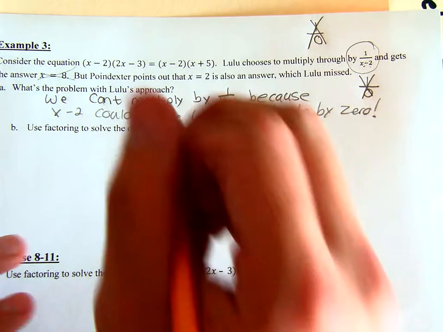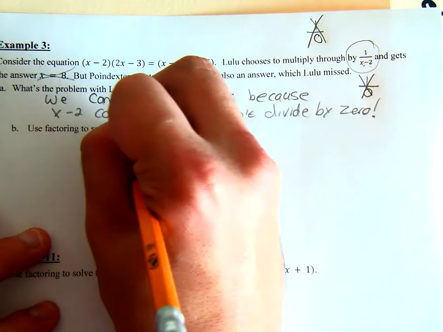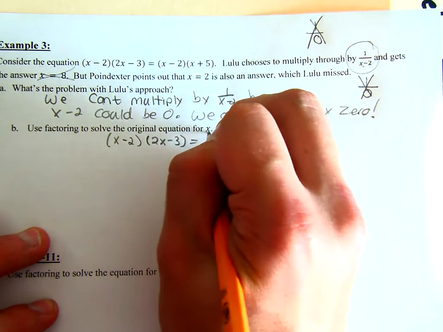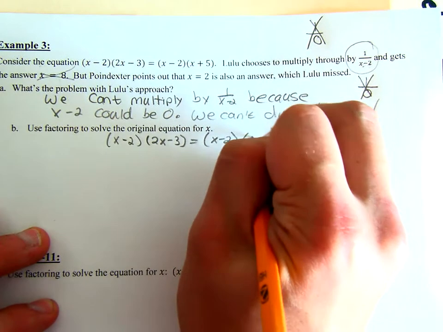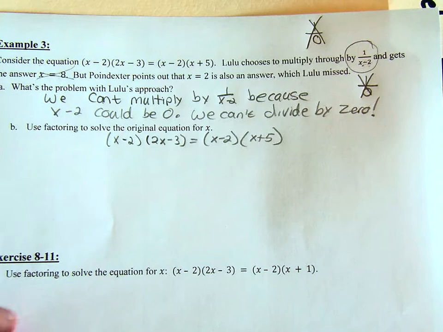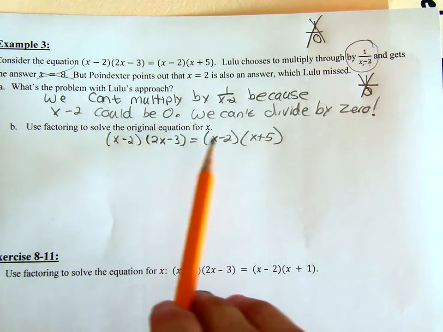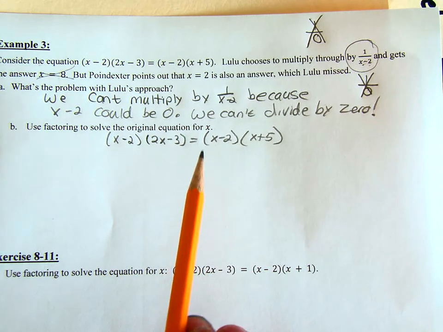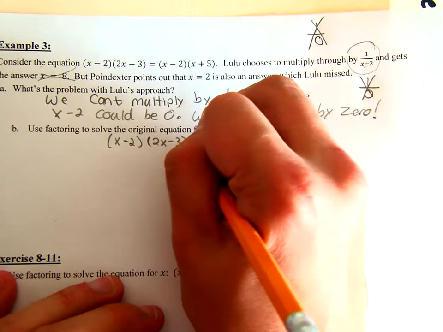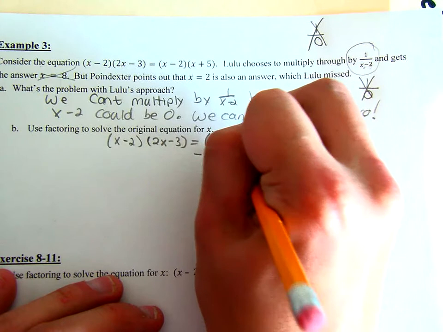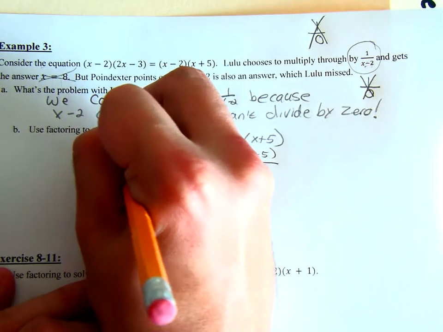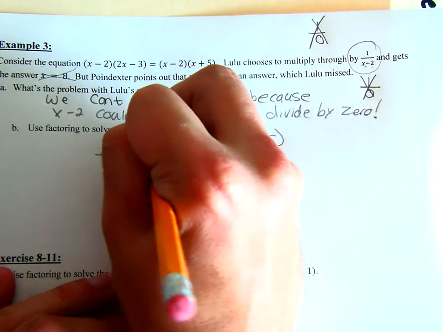So let's just write down the original equation. So we have (x minus 2) times (2x minus 3) is equal to (x minus 2) times (x plus 5). So in order to do this, on both sides, we want to get one of the sides of the equation to equal 0. So what could we do with this (x minus 2) times (x plus 5)? We're going to subtract it away. Subtract (x minus 2) times (x plus 5) from both sides.